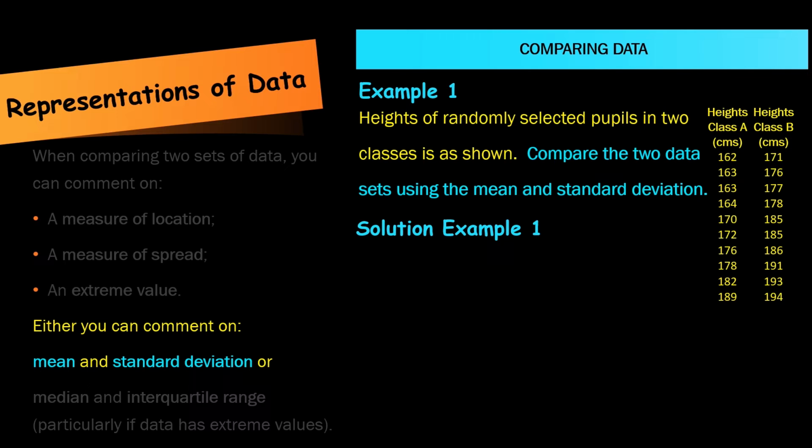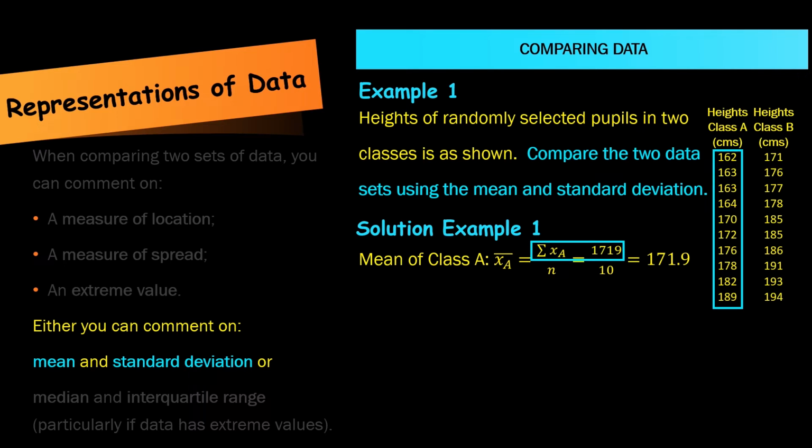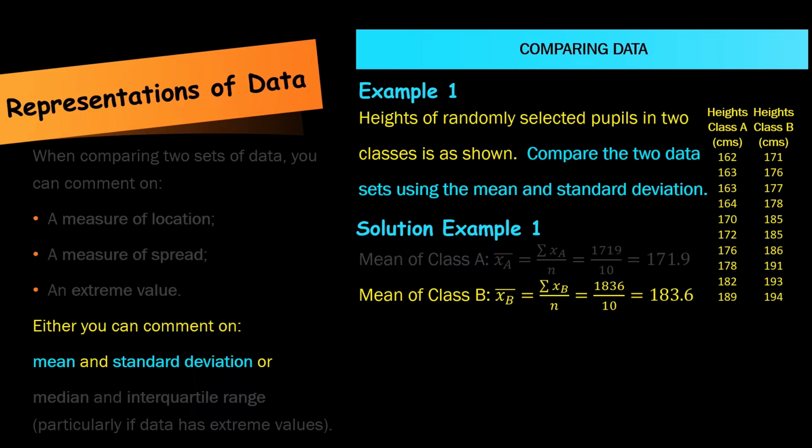So let's solve this. We begin with finding the mean for class A, which is of course the sum of all these values divided by n equals 10, because there are 10 data values, which is equal to 171.9. And similarly for class B, add up all the values in class B, divide by n equals 10, and we have 183.6.